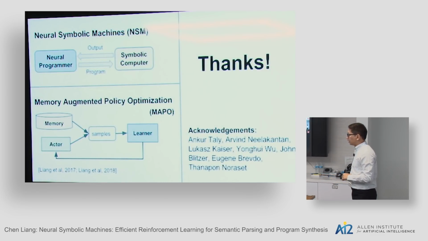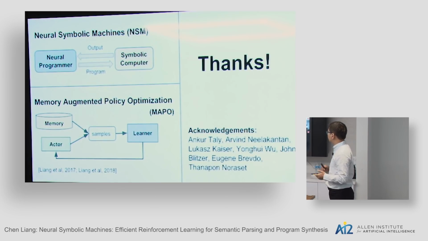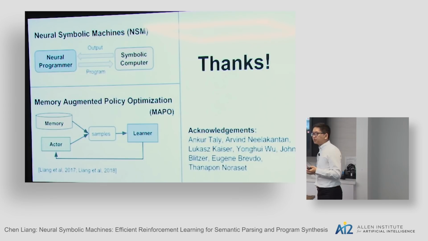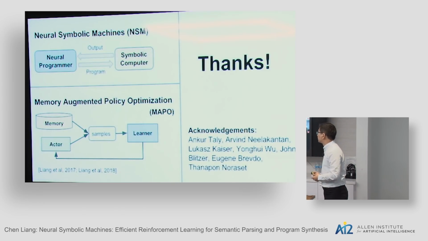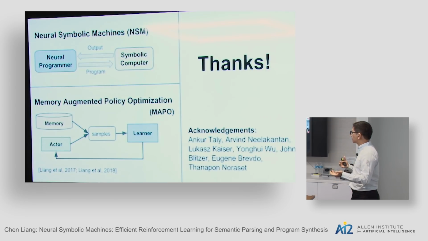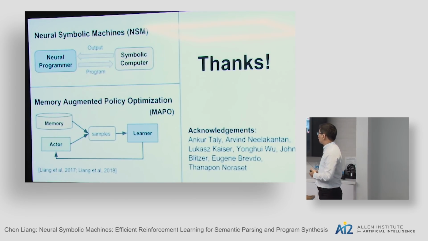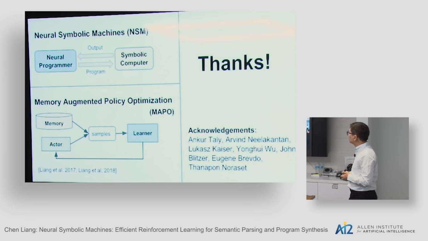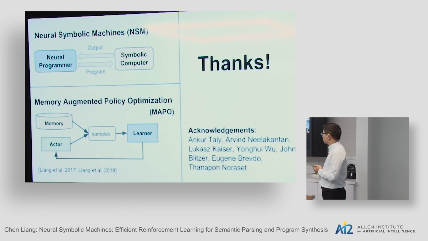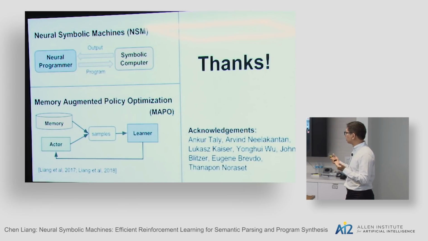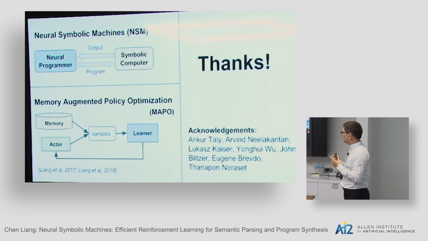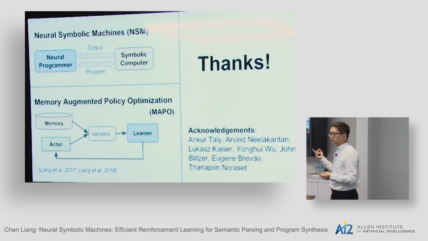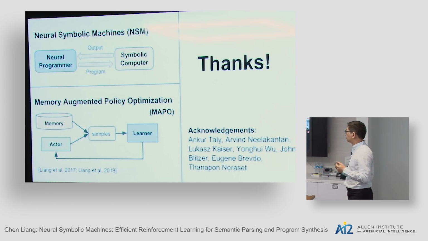Okay, so in this talk, I talked about 2 of my recent works. One is Symbolic Machines, or how you can combine a neural programmer, a neural sequence-to-sequence model, with a symbolic computer, a Lisp interpreter, to generate programs for answering questions or achieving some goal. That one was published in ACL last year. And a more recent work, Memory Augmented Policy Optimization, or MAPO, is about how you can augment the policy gradient training with a memory to make the training much more efficient. This one is submitted to NIPS. We got some good reviews, so hopefully we'll get in.